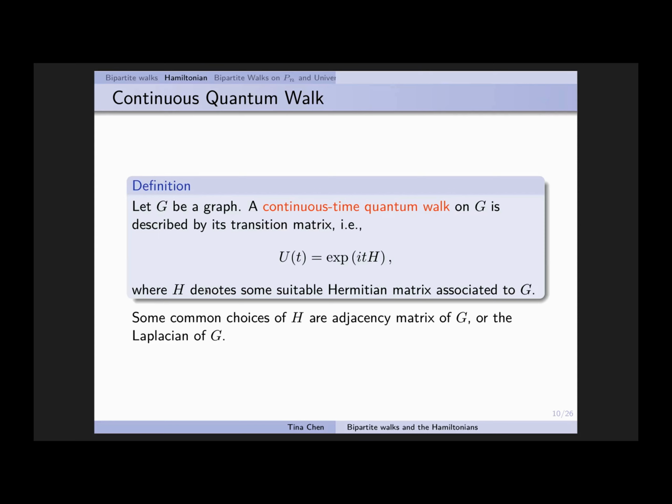It will be written as the exponential of itH, and H is just some suitable Hermitian matrix that is associated with G. Like in Sophia's talk this morning, she used the adjacency matrix of G, and some other common choice of H will be the Laplacian of your graph G.